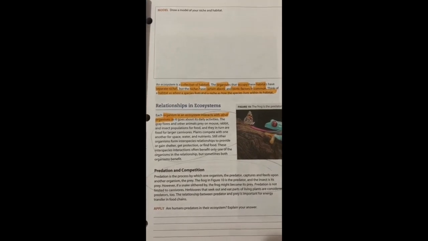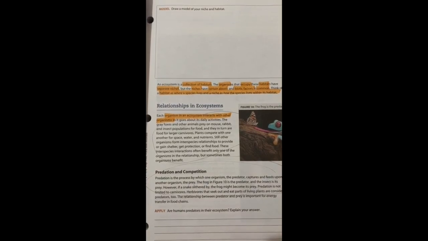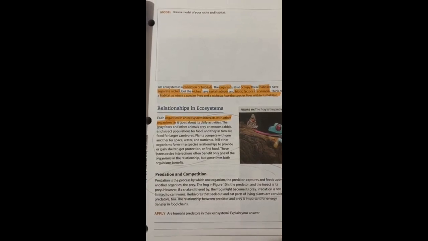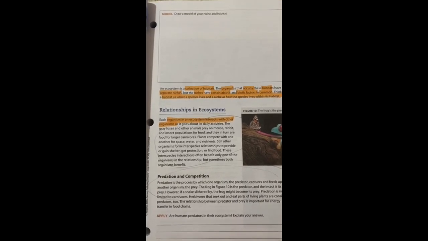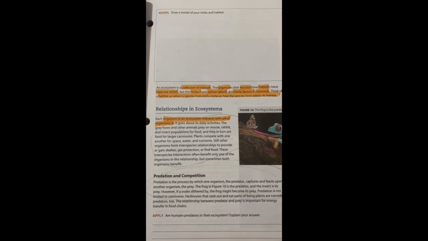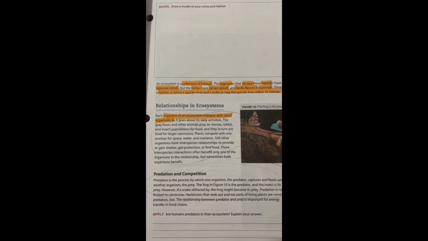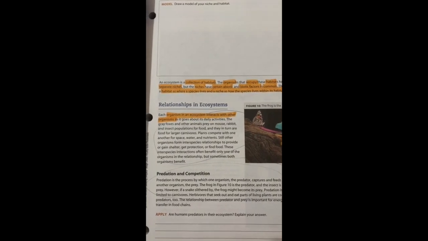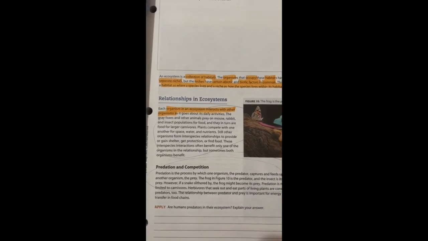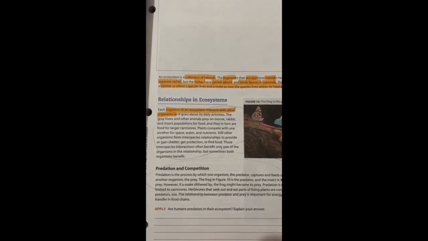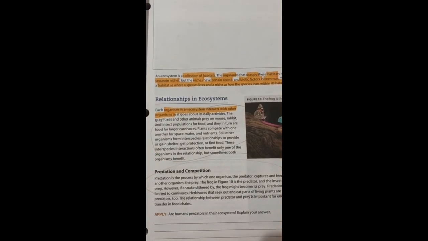Relationships in ecosystems. Foxes and other animals prey on mouse, rabbit, and insect populations for food, and in turn are food for larger carnivores. Plants compete with one another for space, water, and nutrients. Still, other organisms form interspecies relationships to provide or gain shelter, get protection, or find food. These interspecies interactions often benefit only one of the organisms in the relationship, but sometimes both organisms benefit.